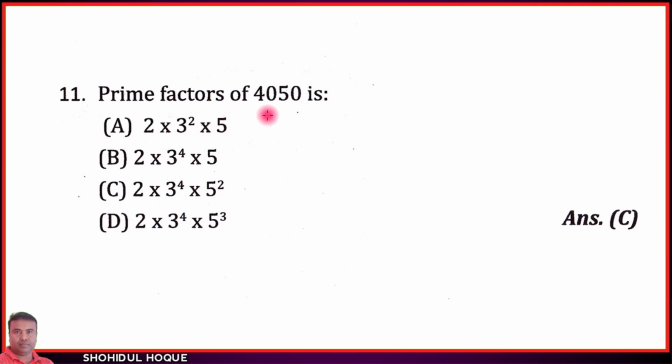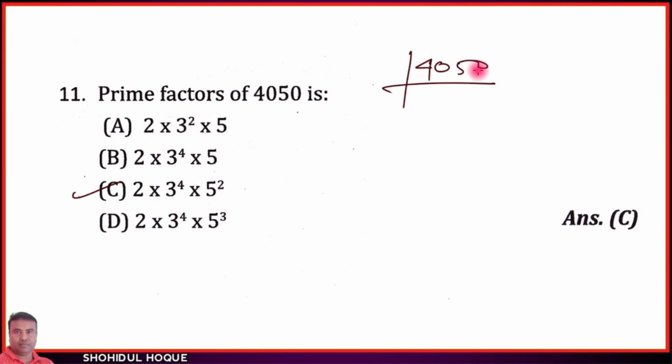Prime factors of 4050 is: option A, 2 into 3 to the power 2 into 5; option B, 2 into 3 to the power 4 into 5; option C, 2 into 3 to the power 4 into 5 to the power 2; option D, 2 into 3 to the power 4 into 5 to the power 3. Correct option C, 2 into 3 to the power 4 into 5 to the power 2. How we can check it? By the prime factorization method, 4050.